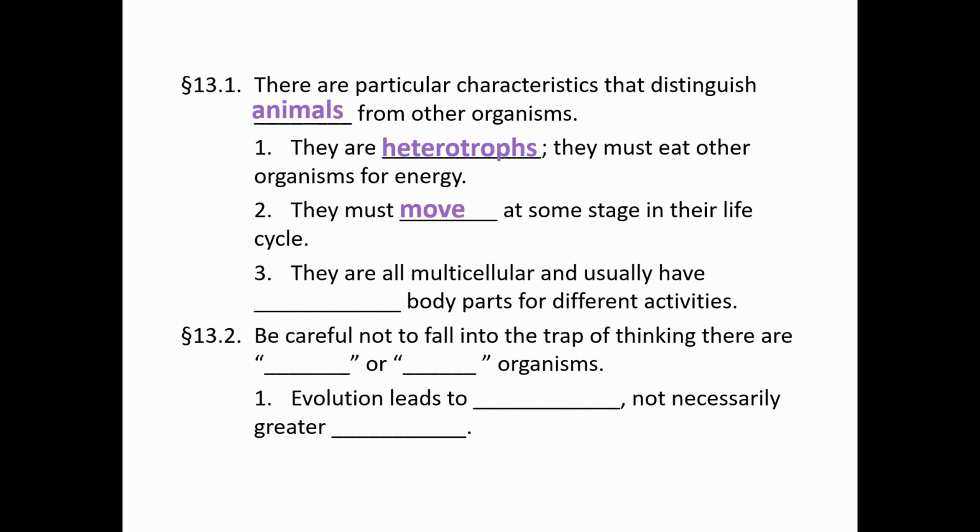So we're looking at the key characteristics of all animals. Being heterotrophic, having movement at some point in time, and that they're multicellular and usually have specialized body parts for different activities. Now, we do want to be careful that we're not going to fall into a trap of thinking that there are higher or lower organisms. All evolution does is lead to adaptations, not necessarily greater complexity. So we're going to see a variety of different animals of varying levels of complexity. Being more complex doesn't mean you're more evolutionarily advanced. Sometimes the simplest solution is the best.